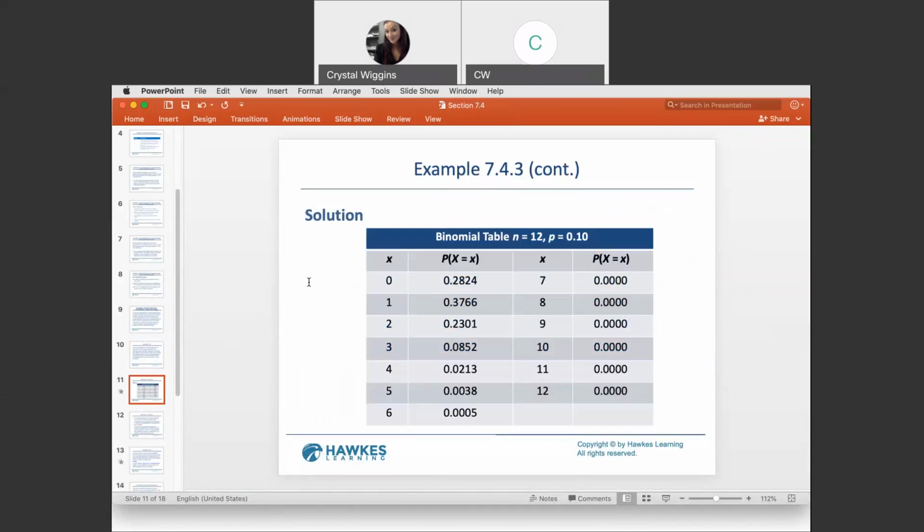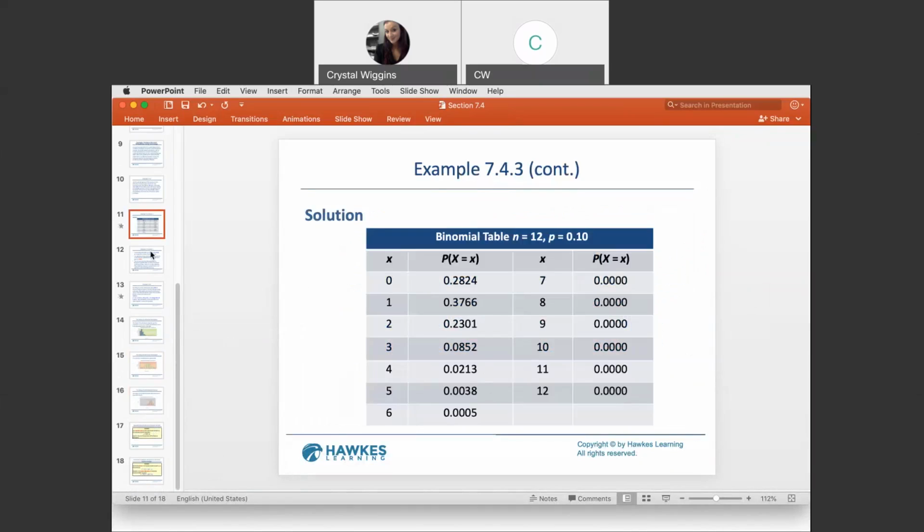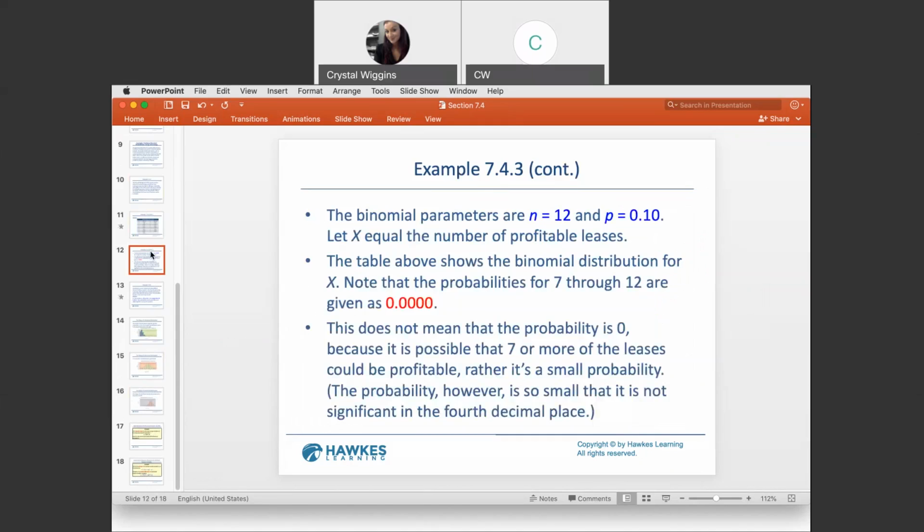So here's the table, and as I was calculating those, this is what I would do. I would list my counts of success, and I would have typed in each one of the outputs. Now notice here that they put zeros. Those, again, are not actually zeros. They're just so small they don't fit within 4 decimal places, or you don't have any non-zero digits in the 4 decimal places. The binomial parameters are n equals 12 and p equals 0.1, which we know. And this pretty much just describes everything that I said.